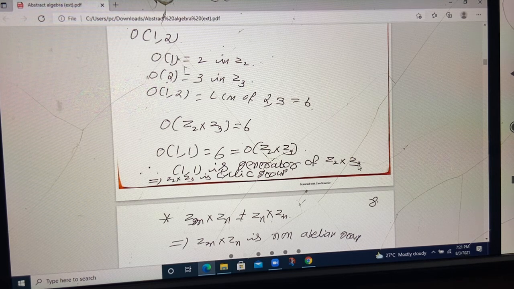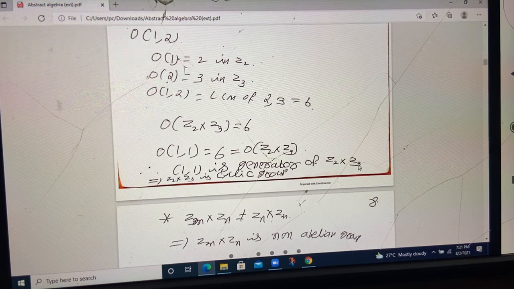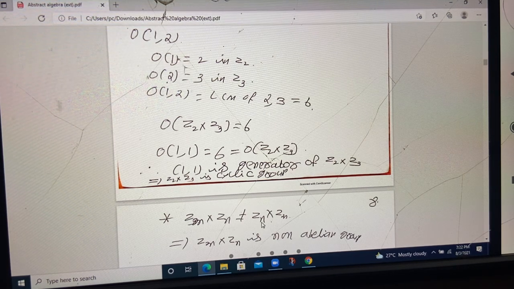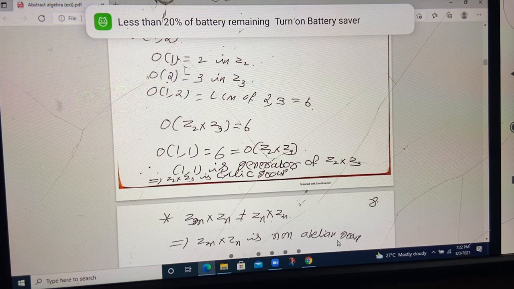If you want, you can try after going to that place. And moreover, the GCD between 2 and 4 is 2, which is not 1. If the GCD between any two of them is 1, then only we say it is cyclic. Next, Zm cross Zn is not equal to Zn cross Zm. So this is a non-abelian group.